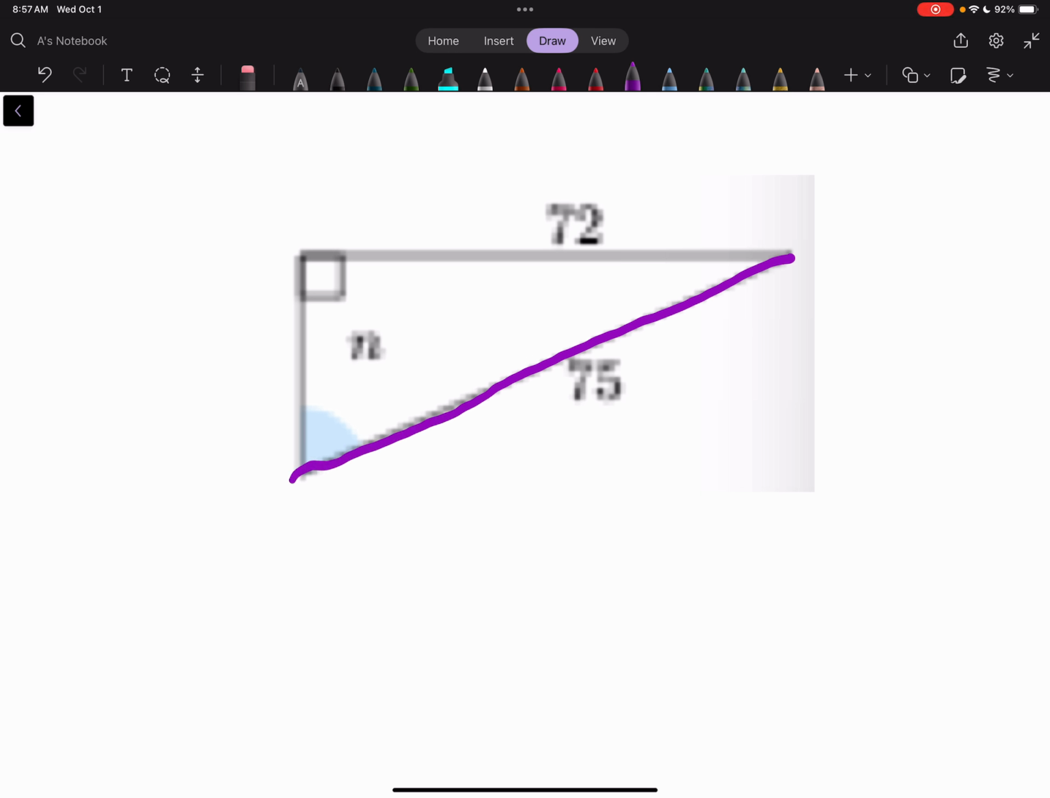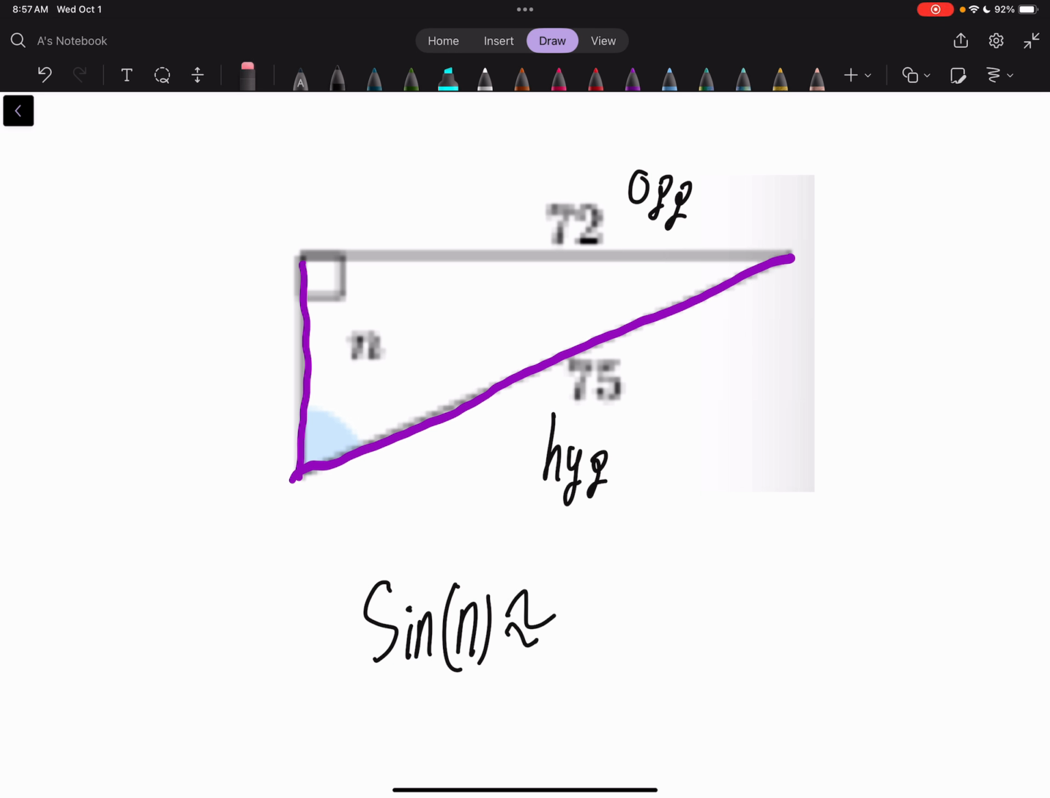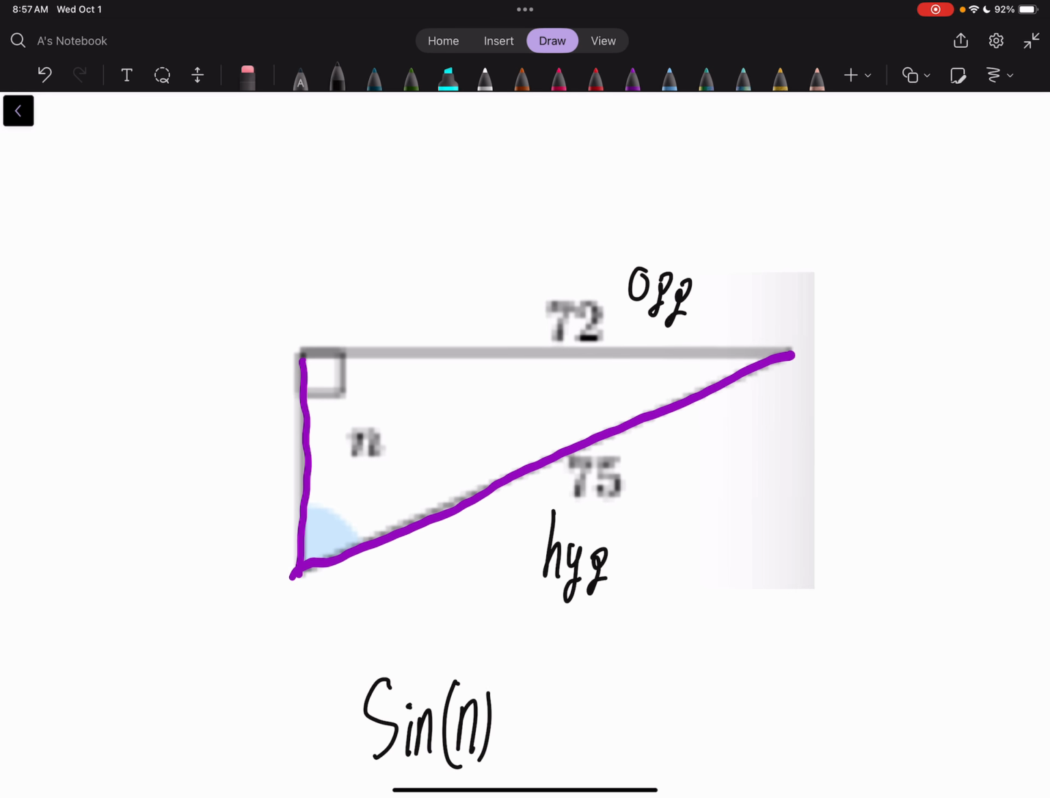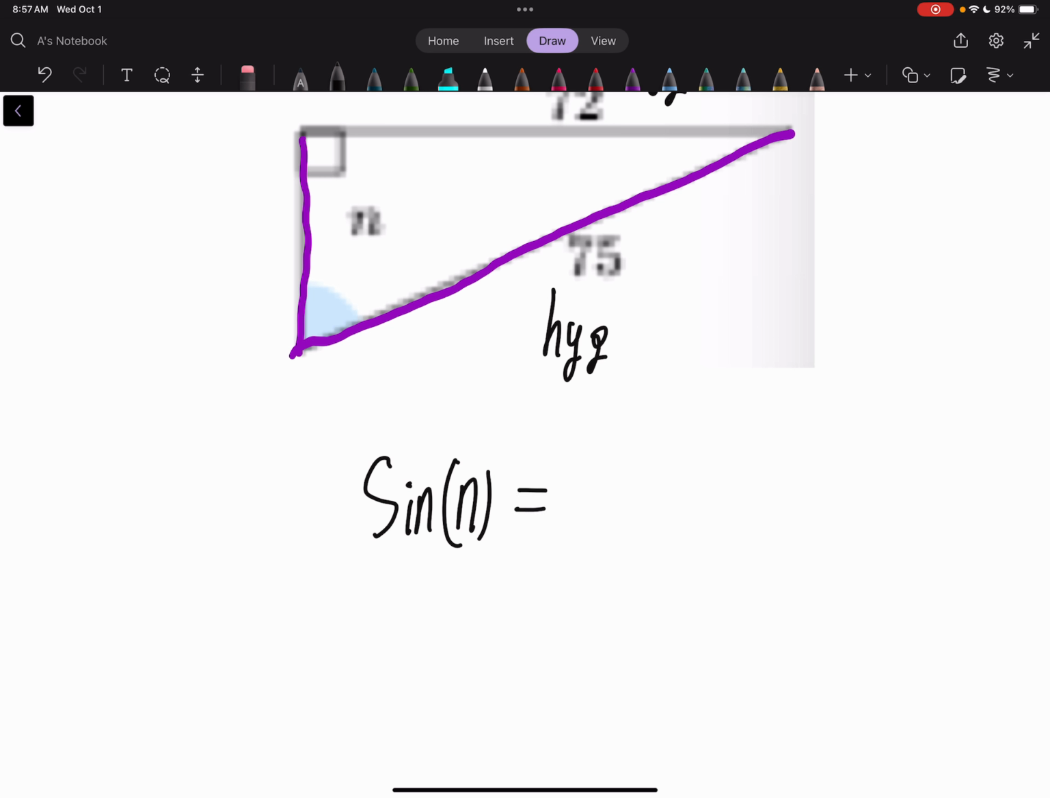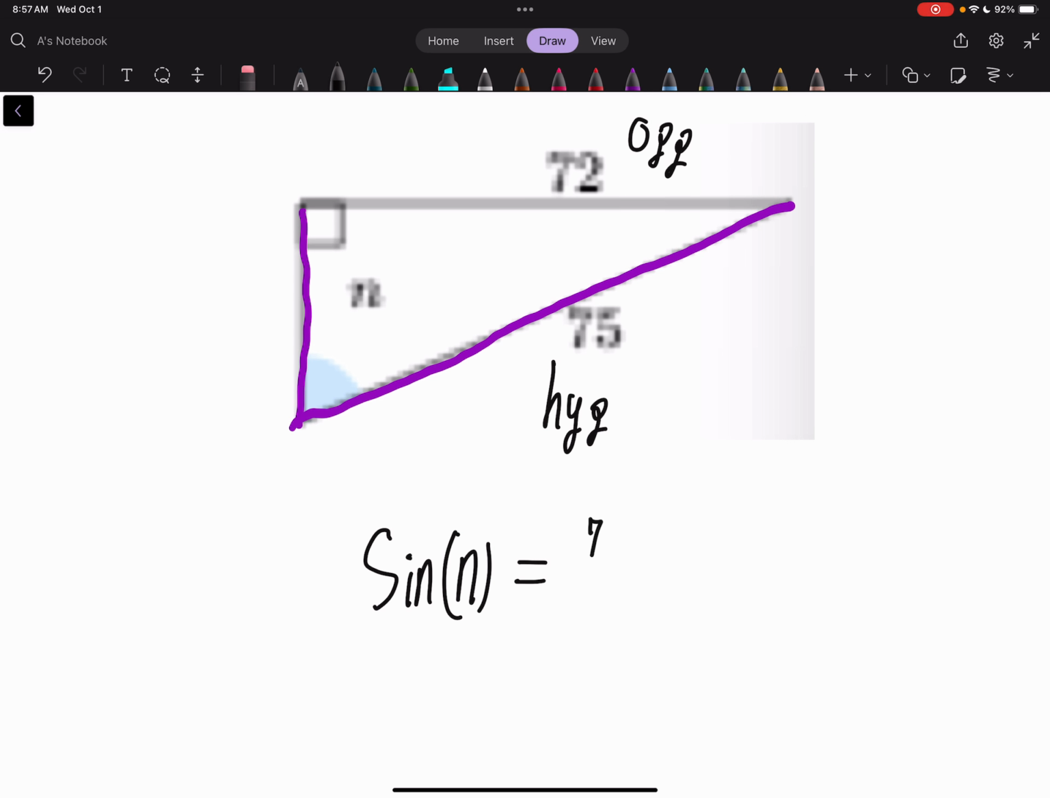Okay. My angle N is touching these two lines. So I have opposite. The 75 is across my right angle. Therefore, it is the hypotenuse. Sine of N, my degrees, my theta, is equal to, sorry, that's an equal to, opposite over hypotenuse, 72 over 75.